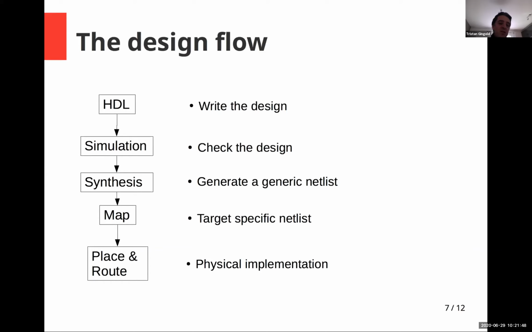At each point of this flow, you can have bugs or failure. So for example, if the simulation is not correct, it means that you have a logical bug in your HDL. Synthesis can fail because you are using a non-synthesizable description. Map can fail because you are using a memory that doesn't exist in your target. And place and route can fail because maybe your design is too large, or at the end, maybe because your design is too slow and doesn't achieve your required speed.